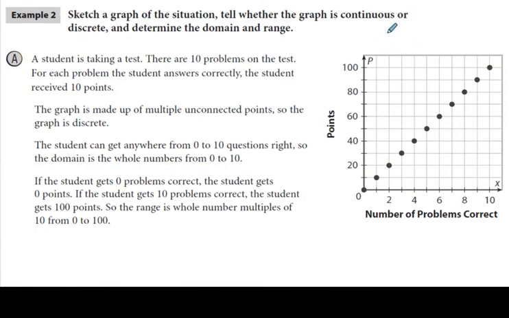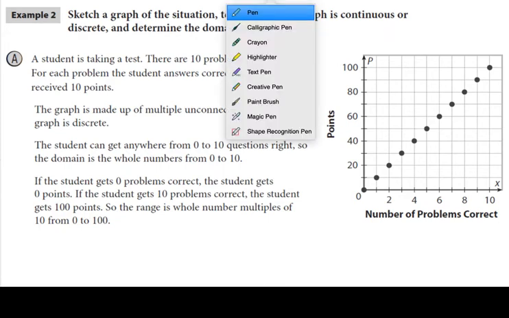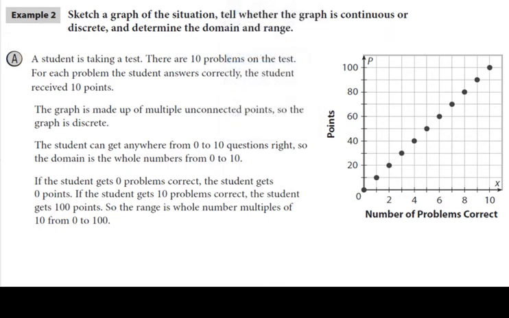Here we have a student taking a test. So you've got the number of problems correct along your independent axis. So here's our independent axis in yellow. And those are the number of problems correct. And then along our vertical axis, we have the number of points. This is called a discrete graph because the number of problems that you get correct is not continuous.